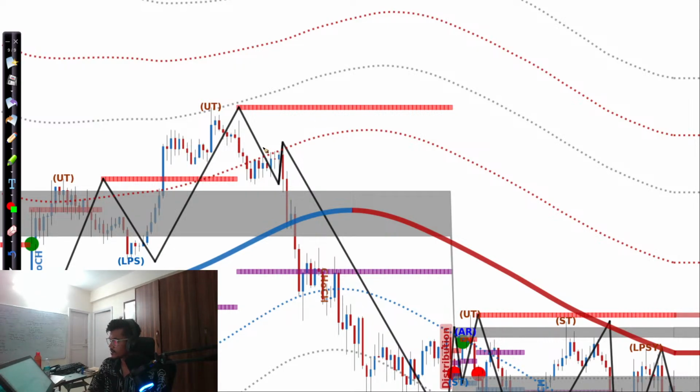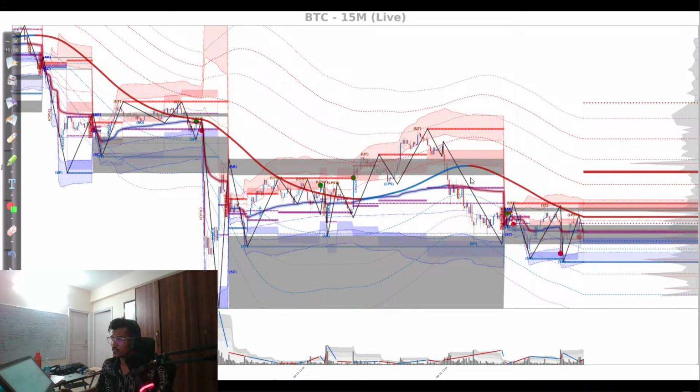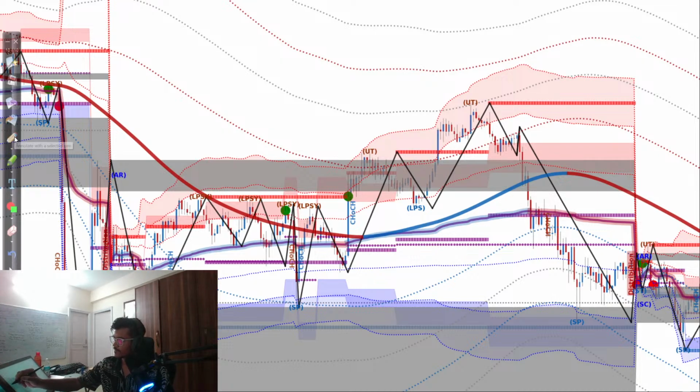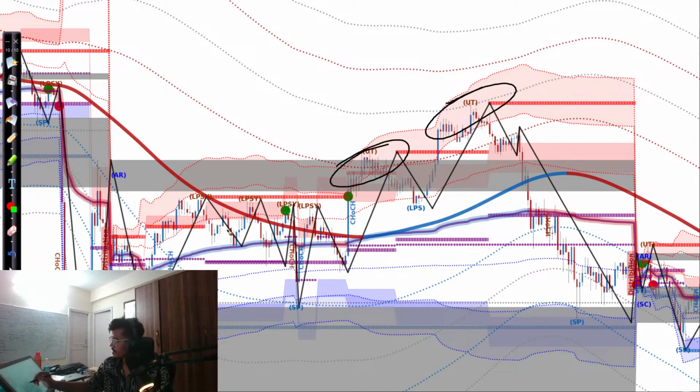So I'll show you the next chart, and then we can see. Okay, so what do you see here? This is the VWAP band. Okay, this is the VWAP band. All right, now if you see from an Elliott wave perspective, the market does move in waves.